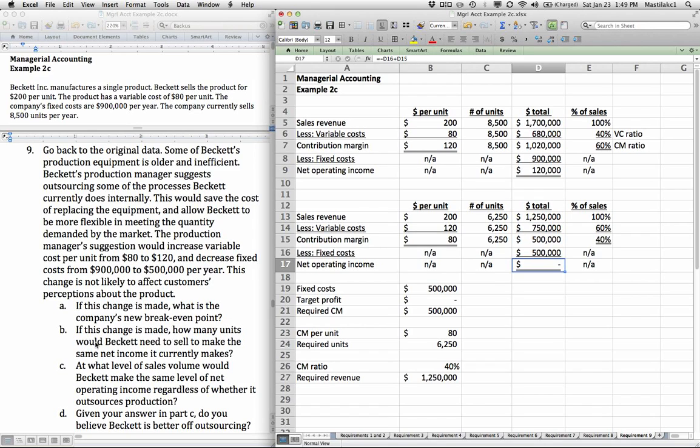9B, if this change is made, how many units would Beckett need to sell to make the same net income it currently makes? So again, here's where our target profit cell comes in handy. We can just plug in a reference to our current net income of 120,000. Required contribution goes up to 620. So we can sell 7,750 units, make required revenue of 1.55 million, and we'll make our net income of 120,000. So in this case, what we've done is we've actually made our company somewhat less risky. It takes fewer units to break even and fewer units to make our current level of net operating income.